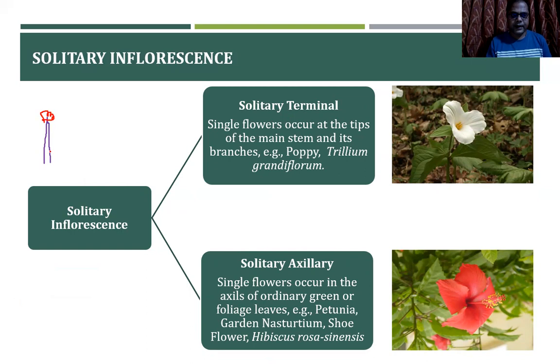Now, we have a branch here, and from the branch we have the bud here, and now this bud converts into a flower. This is called the axillary bud. If it is originating from the axillary bud, it will be solitary axillary. If it is originating from the terminal bud, it will be solitary terminal.